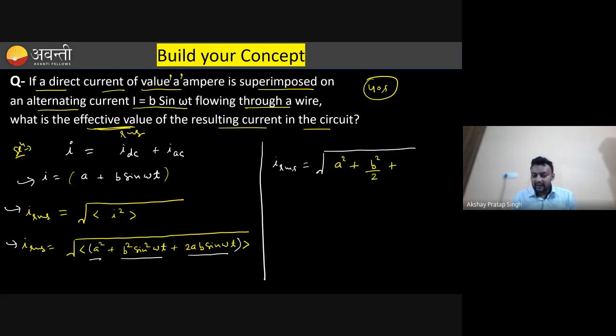Plus average value of sine omega t is 0. Sine theta is 0. So what is the answer? This is your answer, root of a square plus b square by 2.